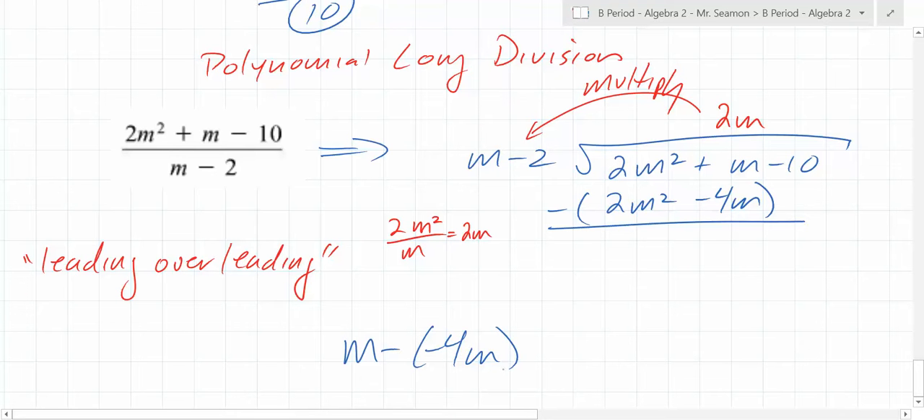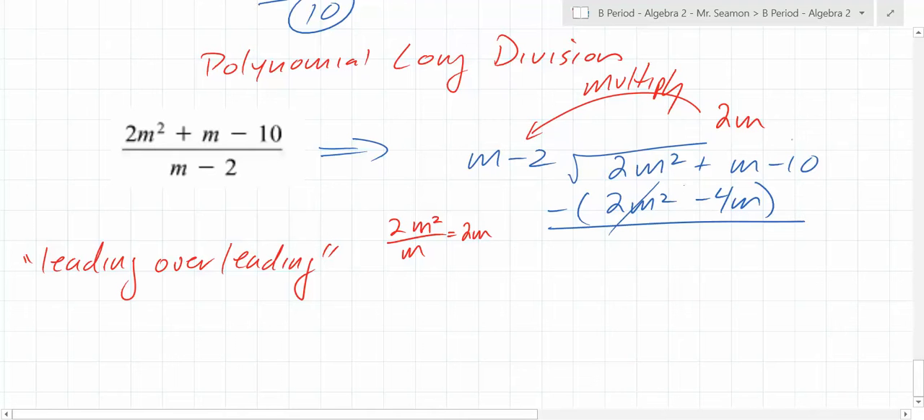What's up here? I'm sorry, I said it wrong. It's totally my fault. But now what do you get here? This cancels, right? So what are you left with? Oh, I did that wrong. Sorry. What are you left with? M minus negative 4m. 5m.